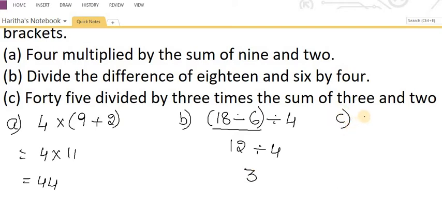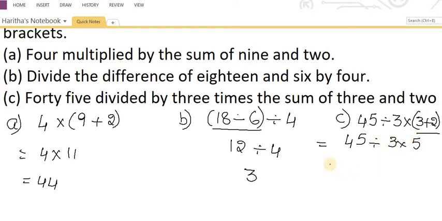45 divided by 3 times the sum of 3 and 2. So first, the sum of means you should open a bracket for 3 and 2. Now first we will complete the bracket. So 45 divided by 3 into, 3 plus 2 is 5. 45 divided by, now we will multiply this. 3 fives are 15. In the 15 table, when you get 45, 15 threes are 45. So the answer is 3.